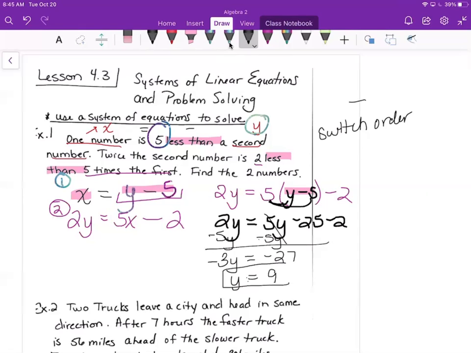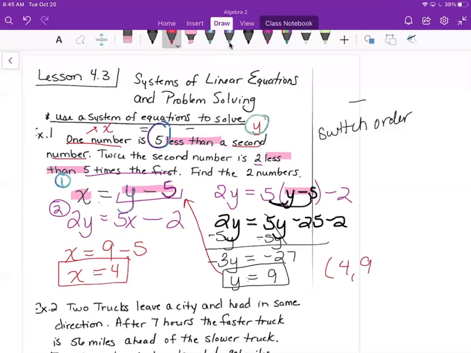a positive 9. Once you find the first variable when you're doing substitution, it's easiest to go back to where that first variable was solved for. So here where it says x equals y minus 5, we go back to that equation. In place of y, we put 9. And finally, we do our subtraction. 9 minus 5 is equal to 4. So the solution to that one was (4, 9).